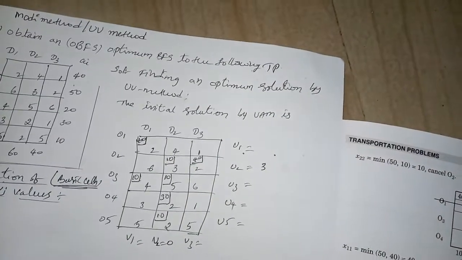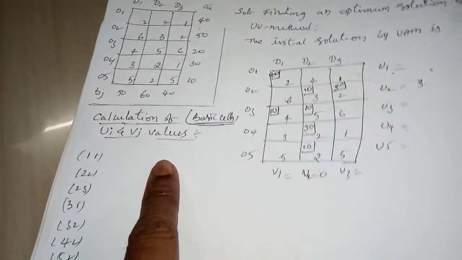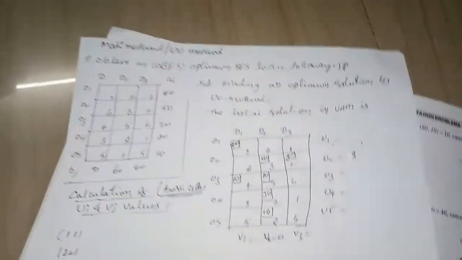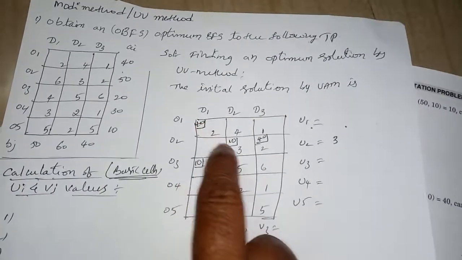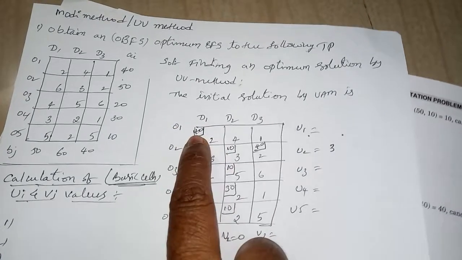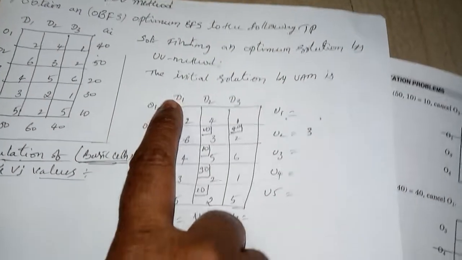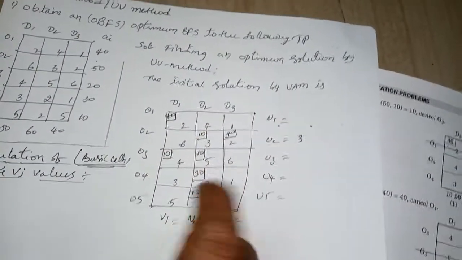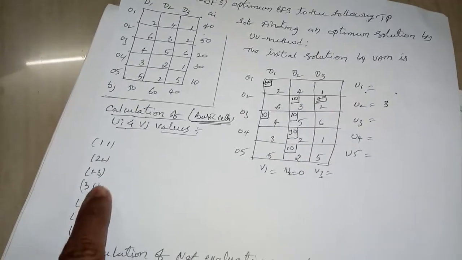Then immediately, how do we move to the calculation for the basic cells? What are the basic cells here? Wherever the xij values are allocated, meaning quantities are allocated from origin to destination, those allocated cells are known as basic cells. How many basic cells? 1, 2, 3, 4, 5, 6, 7. So you have to find the Ui and Vj values for the basic cells. Yes, you have 7 values.